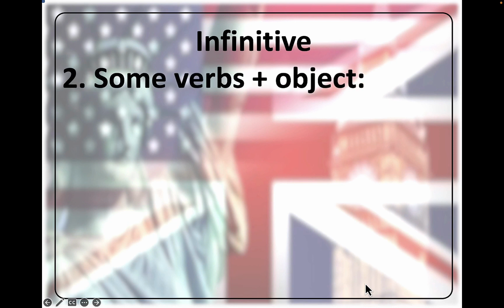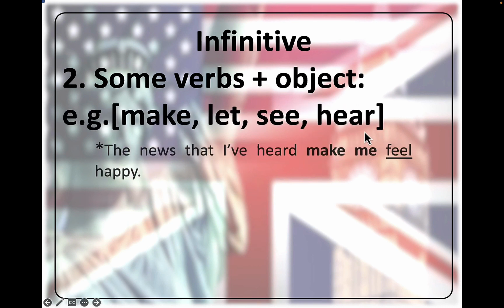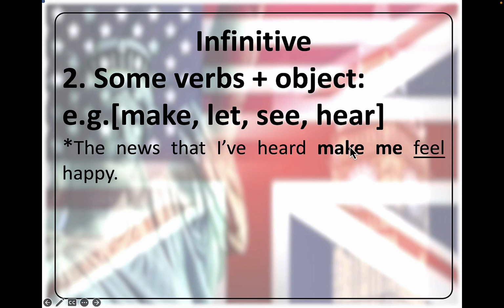Number 2. The infinitive without to comes after some verbs plus objects. Examples: make, let, see, and hear plus object. Example sentences: The news that I've heard makes me feel happy. So feel here is an infinitive without to. Why? Because we have the verb make and the object me before it.